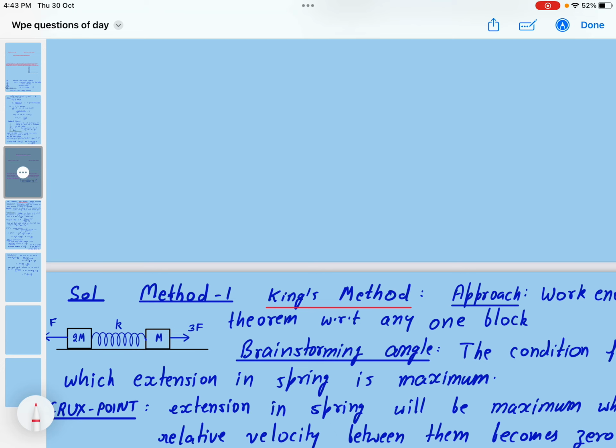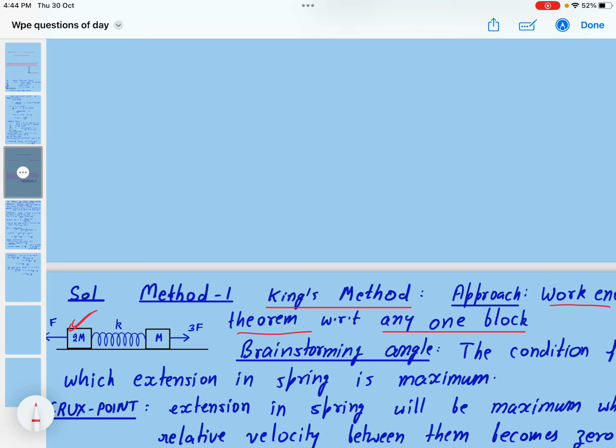Although it's a little lengthy method as compared to the shortcut, it is the actual method, you can say, right? So it's a very good method. That's why I want to solve this question by King's method. So obviously the approach is what? The work energy theorem here, but with respect to any one block. So with respect to any one block, we are going to apply the work energy theorem, and then we can find out what is required.